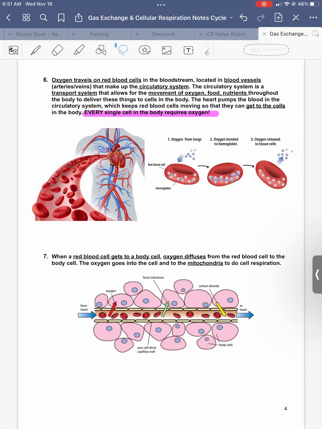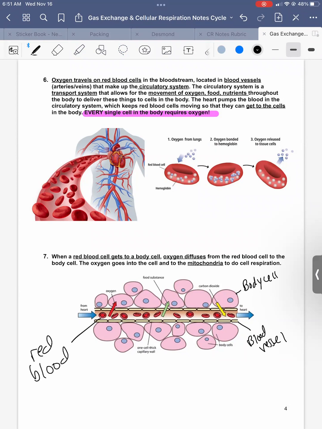All right, we're going to talk about when a red blood cell gets to a body cell. So when a red blood cell gets to a body cell, if we look right here, here are those body cells. They surround, right? This is going to be a blood vessel. Remember that these are our red blood cells. That's important to know what the picture is talking about. So here's our red blood cell.